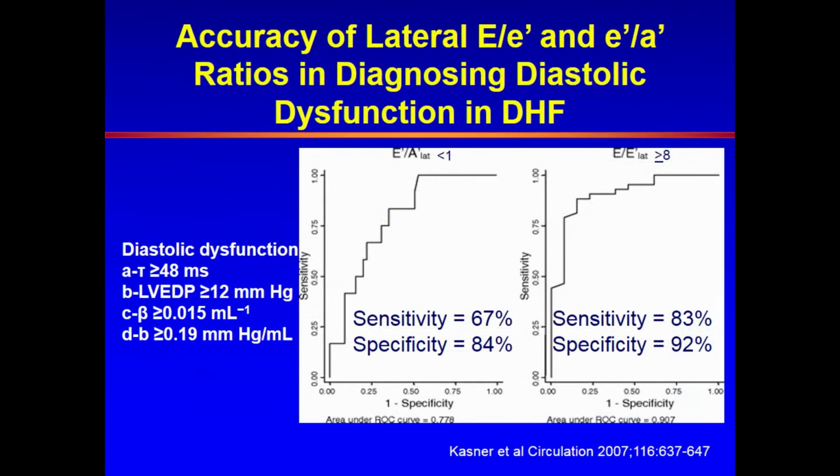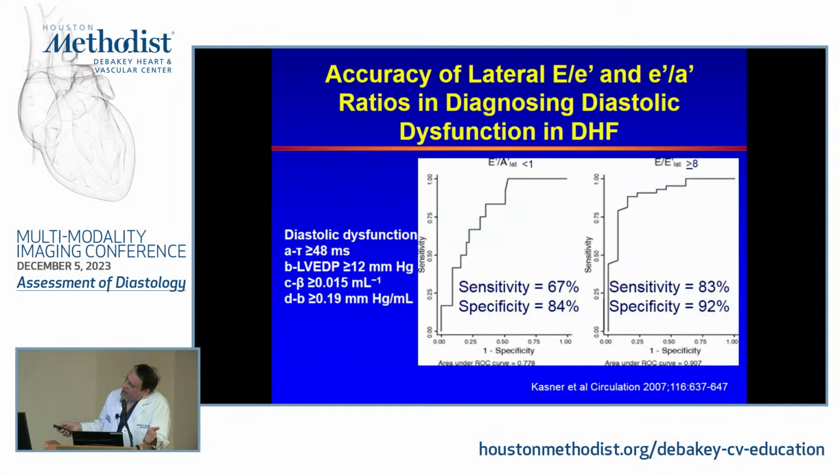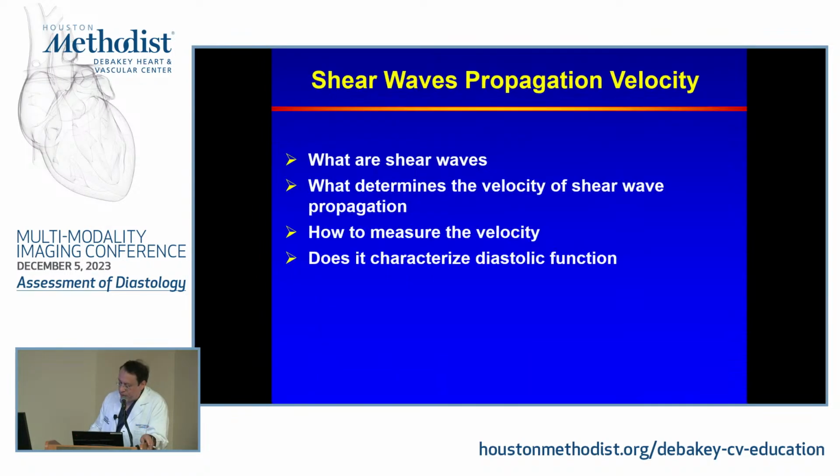If you go to patients with, this is an older term, diastolic heart failure, it's really heart failure with preserved EF, E to E prime ratio on the lateral side of at least 8 had a very decent sensitivity and specificity of 83 and 92%. There was an interest in using E prime to A prime ratio of less than 1 that had somewhat less accuracy, but overall an acceptable performance.